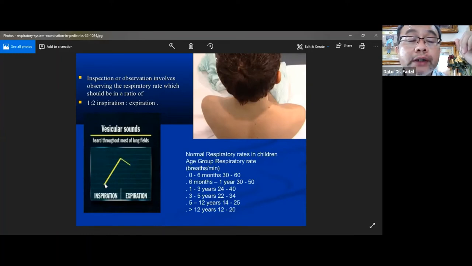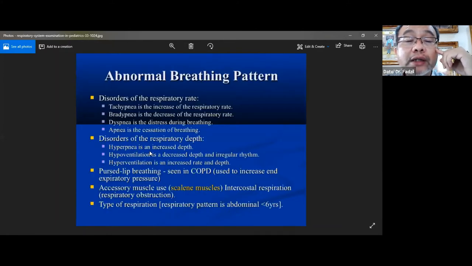But the air entry movement is at both inspiration and expiration, air movement. When you listen to the air movement, you don't hear the end of the air movement here. When you auscultate, that is the usual vesicular breath sound from your alveoli. So understand a little bit.